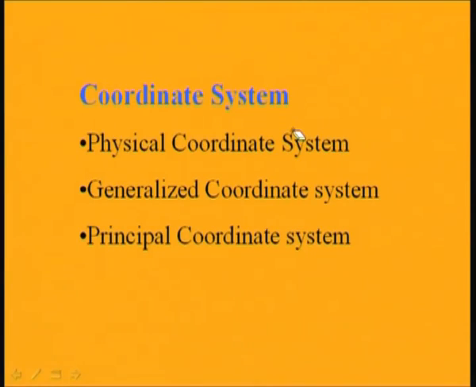One is the physical coordinate system, the second one is the generalized coordinate system, and the third one is the principal coordinate system. In the case of a physical coordinate system, you can fix a reference frame, and from this reference frame you take the coordinates of the system, or the coordinates of the point where you are finding the equation of motion.